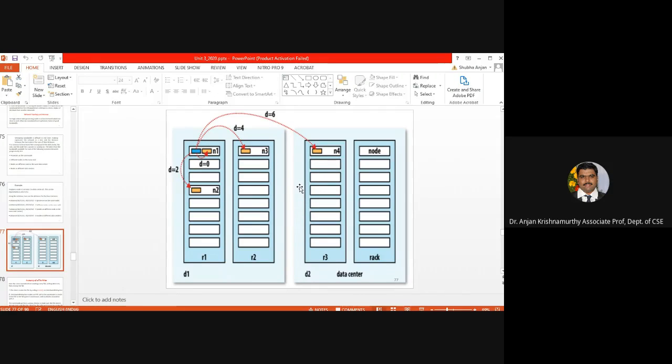which shows how the data centers are located. Our first scenario is processes in the same rack, same node, so the distance is 0. Processes on different nodes of the same rack have a distance of 2. Processes on different nodes and different racks have a distance of 4. Processes in different data centers, which are geographically located in different locations, have a distance of 6. This is the highest distance.